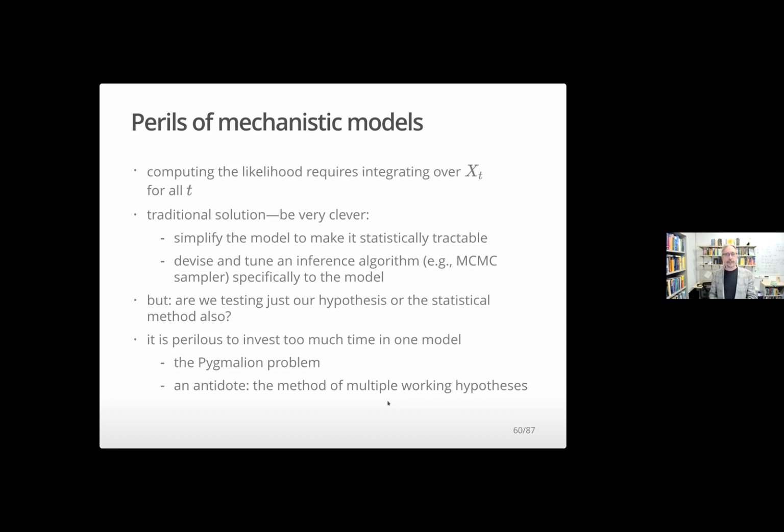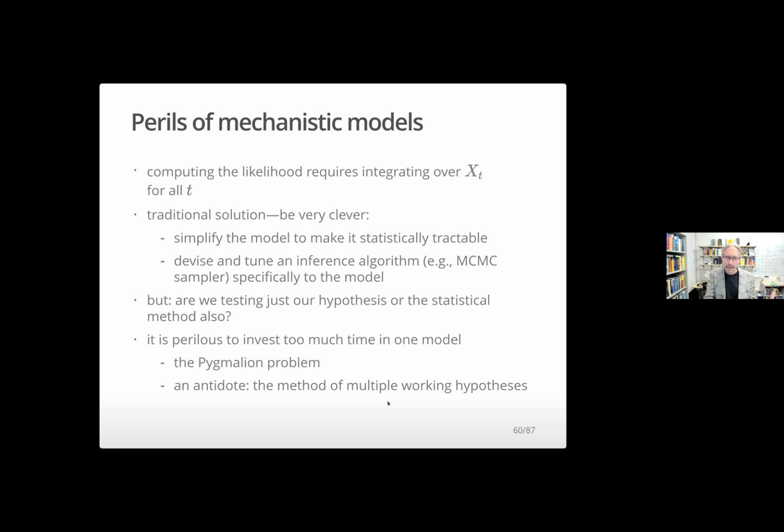So one can either simplify the model to make it statistically tractable, right? Which means that you make it more difficult to address the scientific questions that you want to address. Or you could devise and tune some sort of inference algorithm, for example, the classical choice is an MCMC sampler, and you could tune it specifically to that model so as to make it efficient at sampling from those distributions.